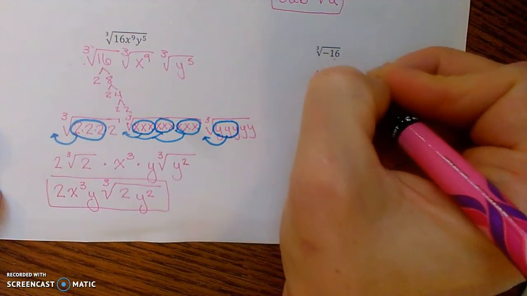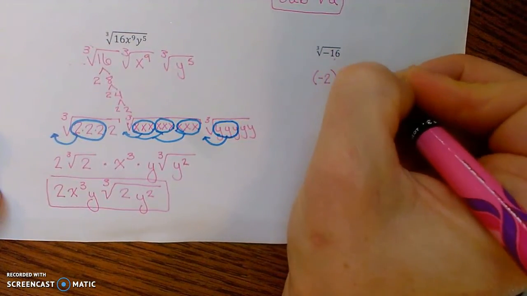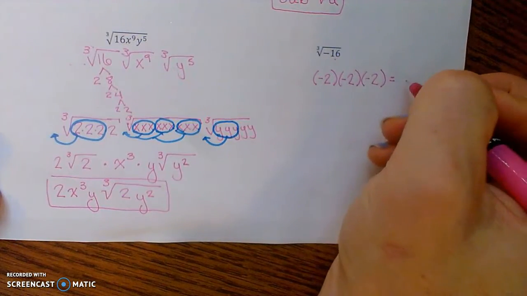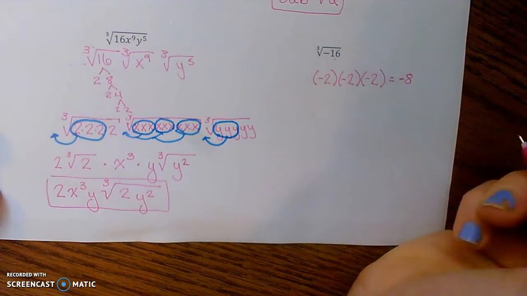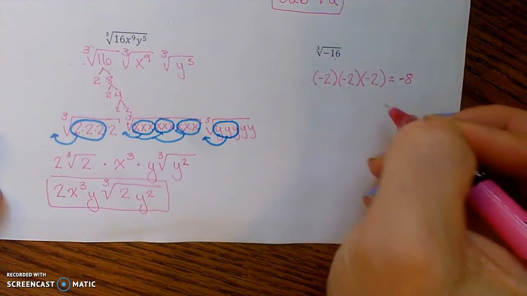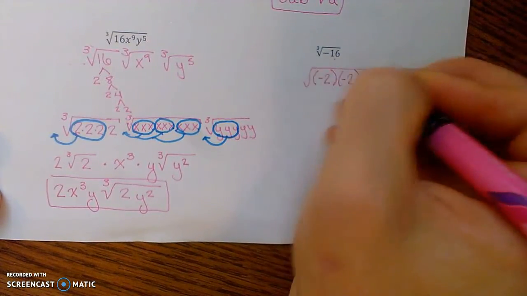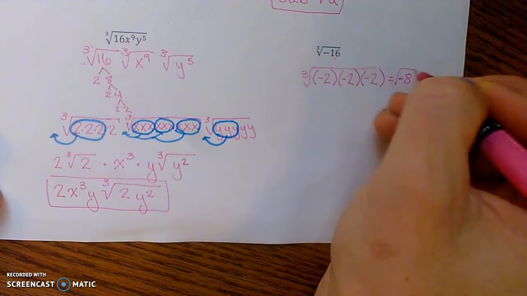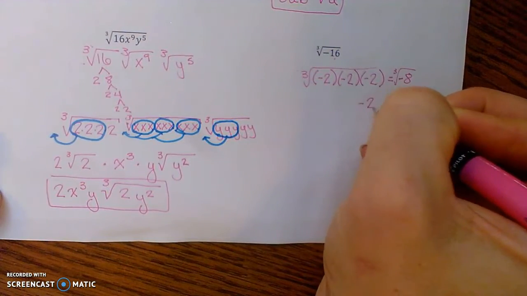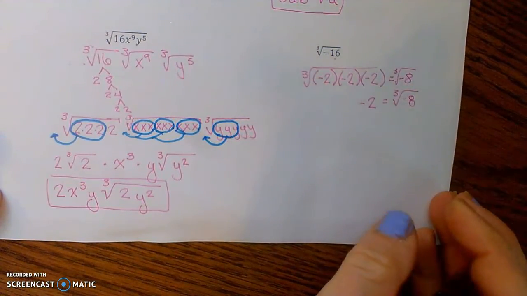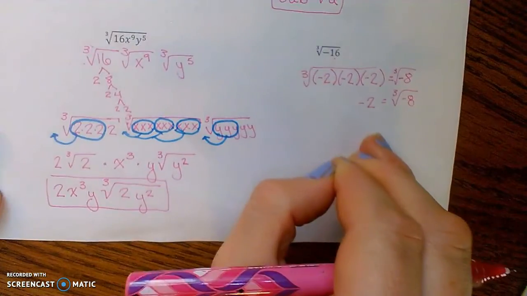If I did negative 2 times negative 2 times negative 2, what would I get? I would get negative 8. So that tells me that if I were to take the cube root of both sides, negative 2 is the cube root of negative 8, right? Okay, so this is my thinking here.